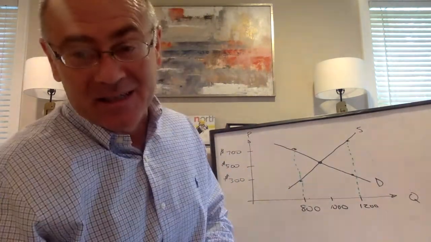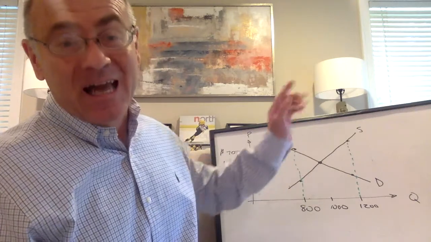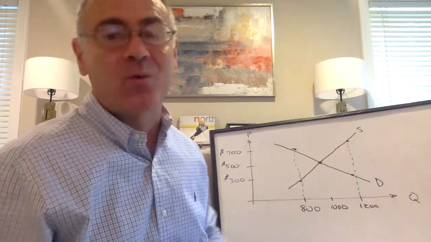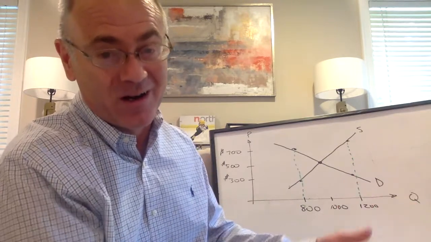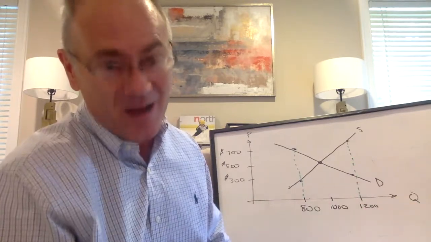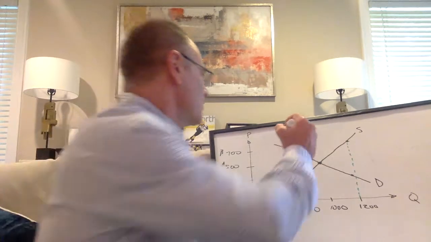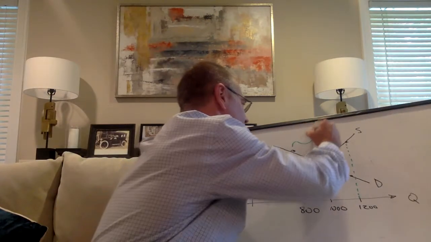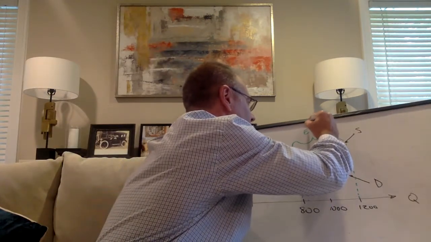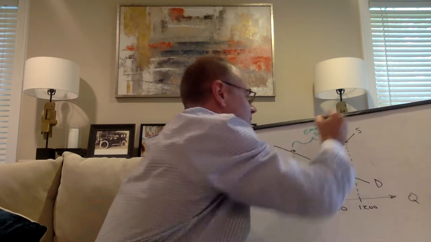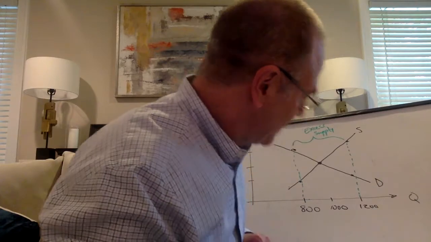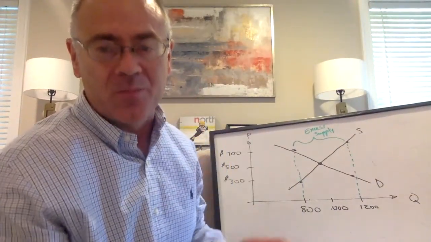So what that means is there is an excess supply. Suppliers would be willing to put 1,200 guitars onto the market. Buyers would only be willing to buy 800, and we call that distance the excess supply.